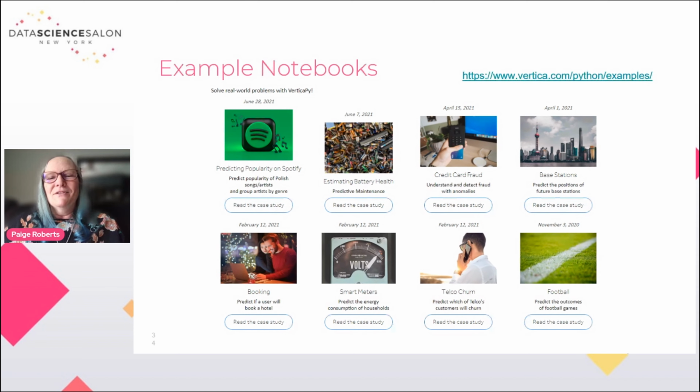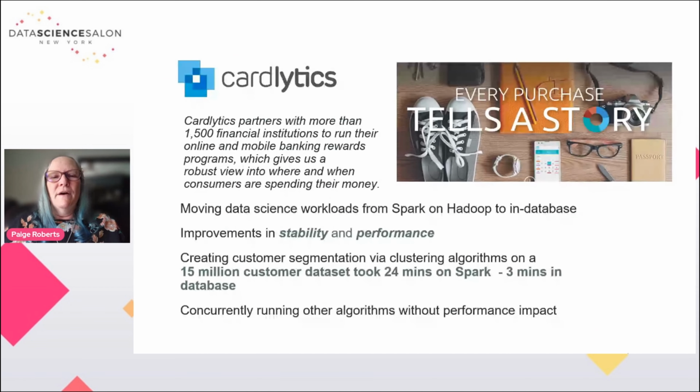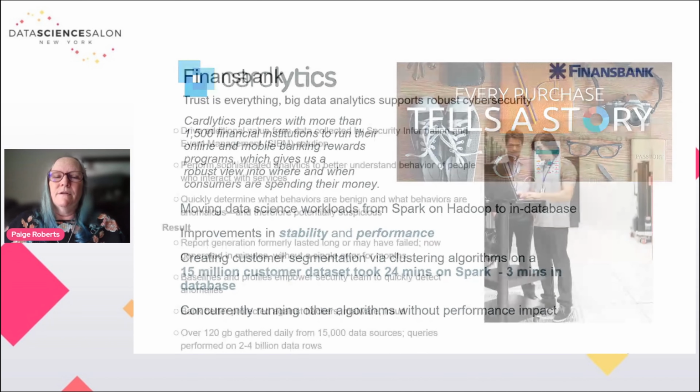All right. So here's another good example. Cardlytics does loyalty cards for a lot of banking and mobile banking and things like that. And they also switched from Spark, got better performance, but the big thing that they got was stability, because your database is mature and stable and reliable. That also makes a very big difference.